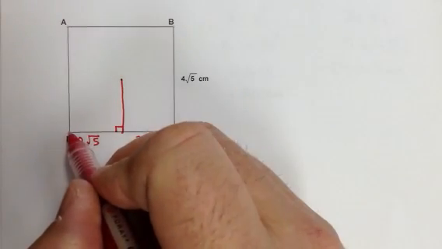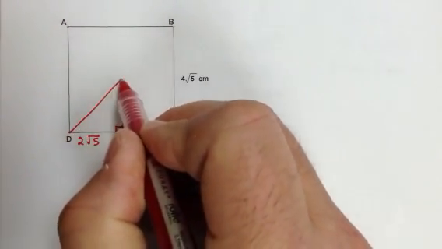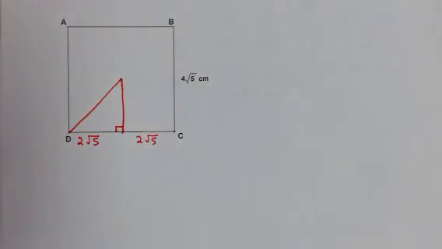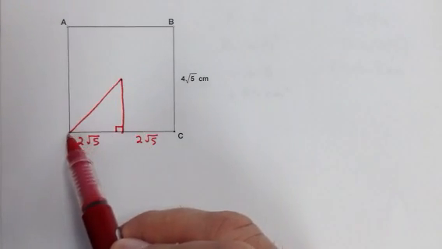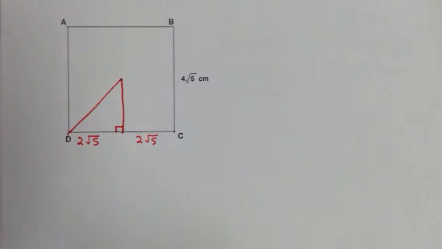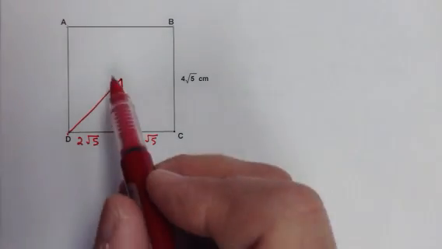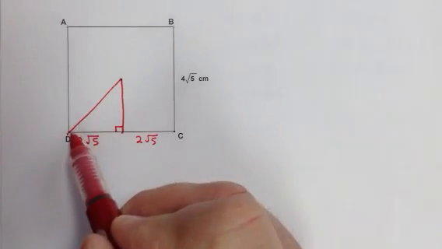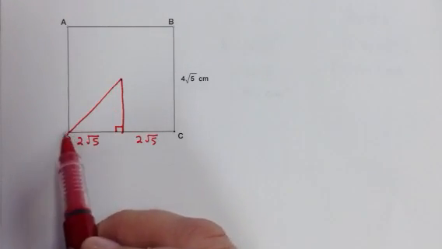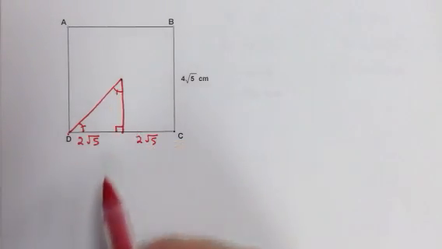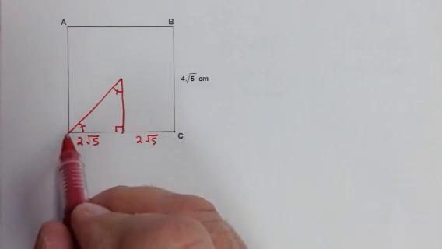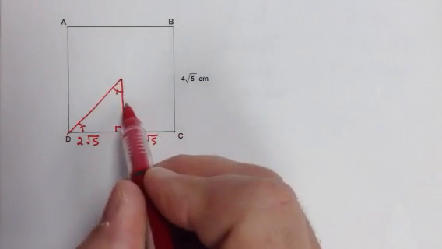If I were to draw the radius of that square, so the radius would be the segment from the center to the vertex. This is going to create a 45, 45, 90. This radius bisects the vertex. So I have a 45, 45, 90. So 2 radical 5, 2 radical 5.